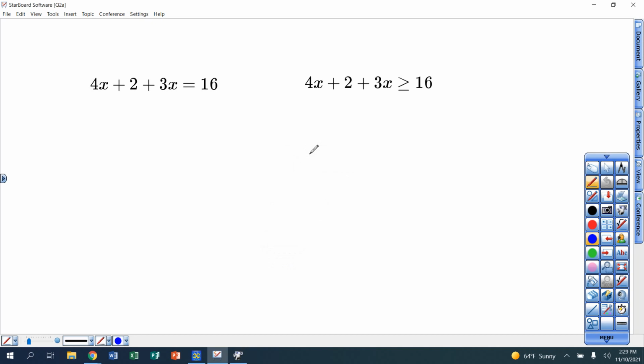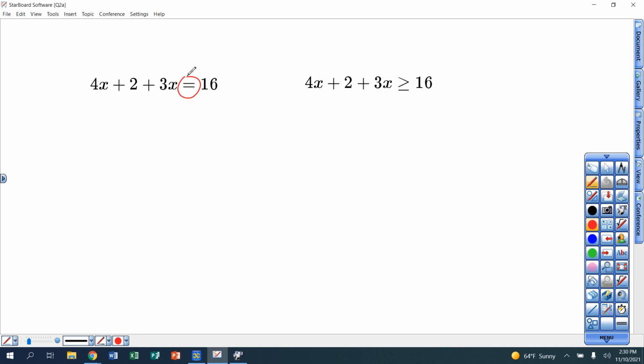Okay, for homework 11:10, I'm just going to have you copy these two problems to kind of get you ready for what we're doing on Friday and show me the three words to show me that you listened. So here we go. One of these is an equation with an equal.